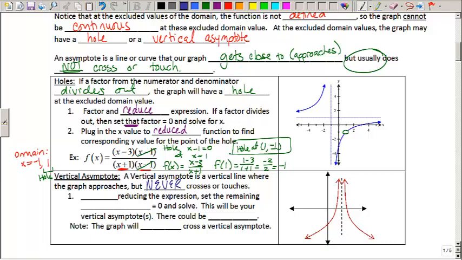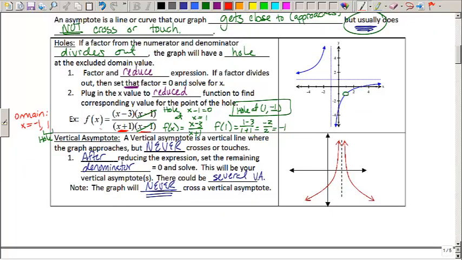In the definition of an asymptote, I said usually. Usually doesn't cross or touch. Well, vertical asymptotes will never, ever be crossed or touched. After you reduce the expression, I want you to set your remaining denominator equal to 0 and solve. This will be your vertical asymptote. Notice that there could be several vertical asymptotes, but the graph will never cross a vertical asymptote. I really want to make sure you understand that.